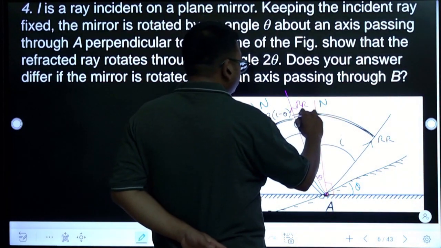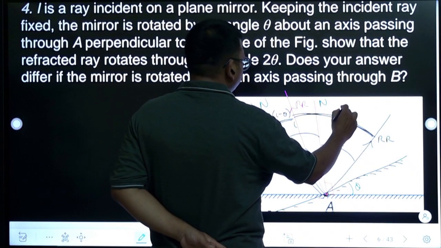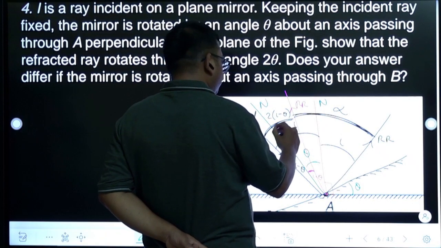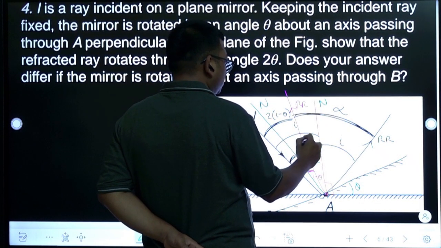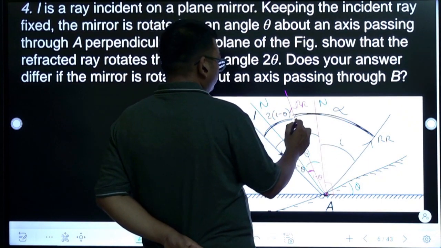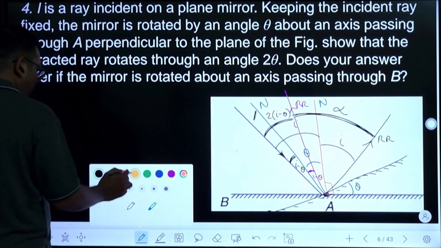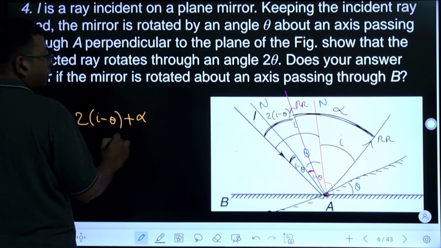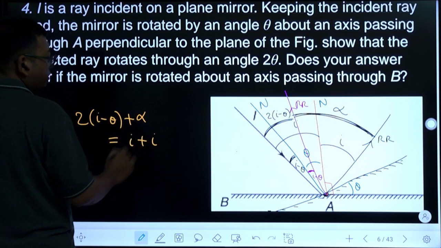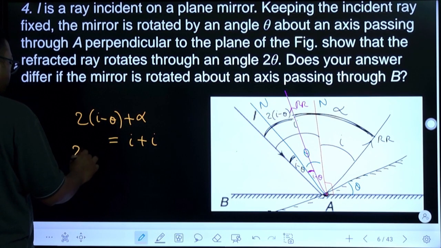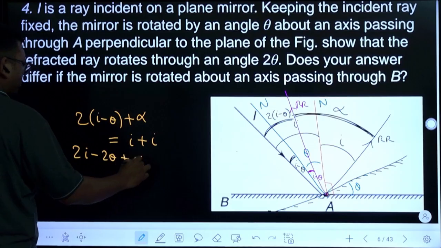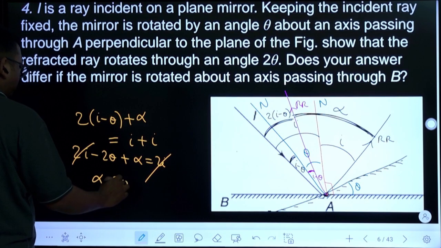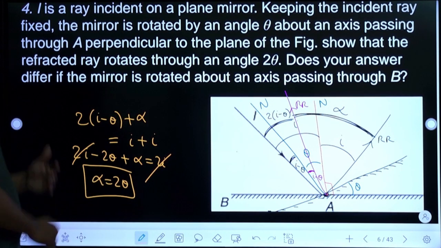How much will be this angle? Suppose this angle is alpha. So the sum of alpha plus 2 times (I minus theta) must be equal to I plus I, that is 2I. This way we can try that. So this becomes 2I minus 2 theta plus alpha is equal to 2I. The 2I get cancelled, so alpha is equal to 2 theta. We know this result. Okay, we have proved it.